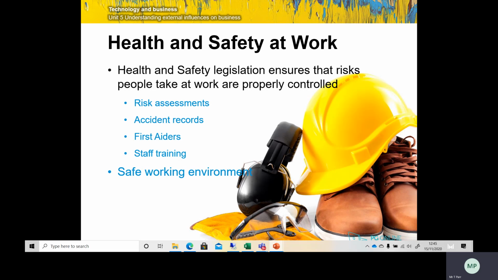We have to make sure that people are provided with correct protective equipment. So, for example, on a building site, you have hard hats. You're provided with ear protection if you're using loud equipment, eye protection if you're using any sort of equipment which could generate sparks or dust or anything like that, and you can apply that to, think about it at school.